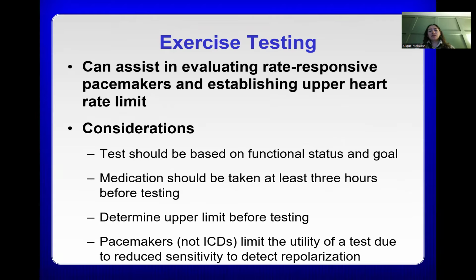Their medication should be taken at least 3 hours before testing. Determine the upper limit before testing. And a note about the readability of the results: pacemakers specifically, not ICDs, limit the utility of a test due to reduced sensitivity to detect repolarization. So if you're looking for things like myocardial ischemia, it's going to be a little more difficult because the pacemaker changes the response. So just note that if that is specifically what you're looking for with an exercise test.